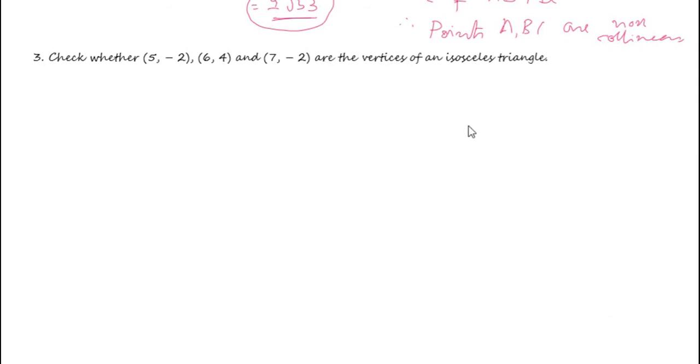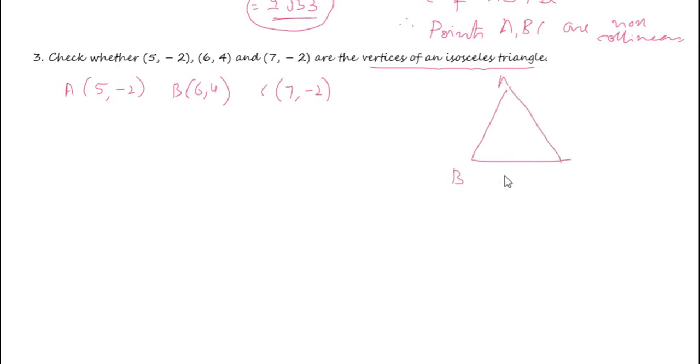Third one, check whether A equal to 5, minus 2, B equal to 6 comma 4, C equal to 7, minus 2 are the vertices of an isosceles triangle. This is a triangle A, B, C. If this is an isosceles triangle, then any two sides of this triangle must be equal. Now let us calculate all three sides AB, BC and AC and see whether any two sides are equal. Now let us calculate AB.